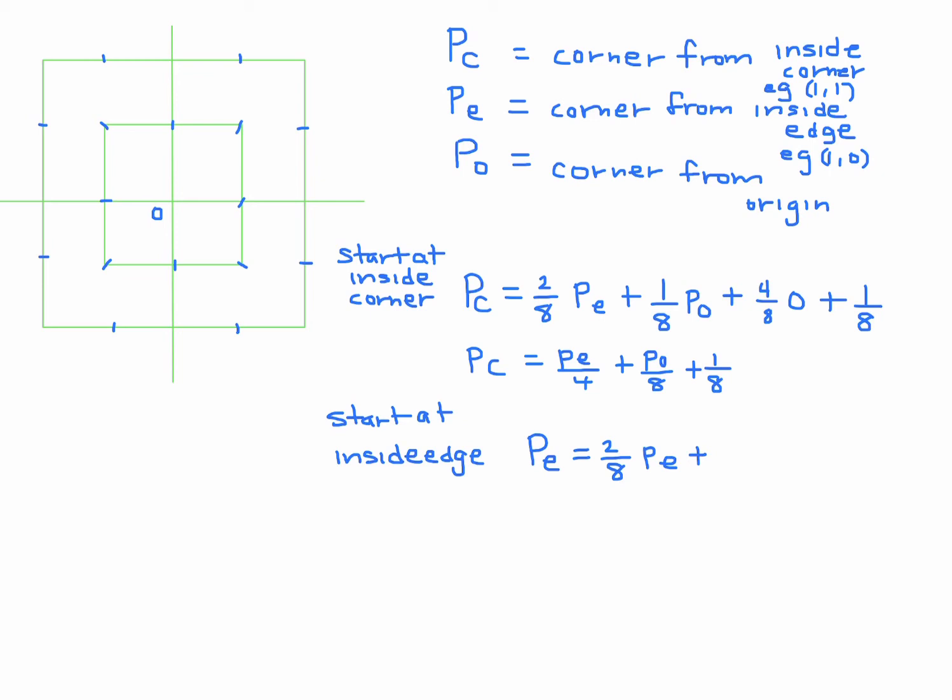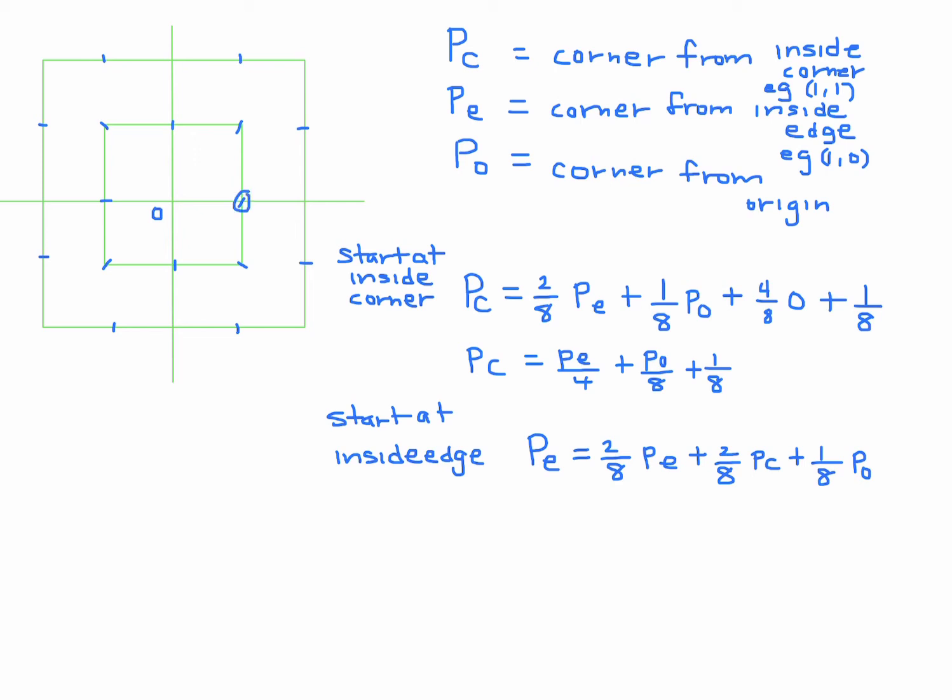And then we want to go to, say, a corner. From here, we can go either here or here. And that obviously is also 2 over 8, 2 over 8 PC. And then from an inside edge, if we want to go to the middle, which is here, the origin basically, that will be just 1 over 8. So 1 over 8 P0.